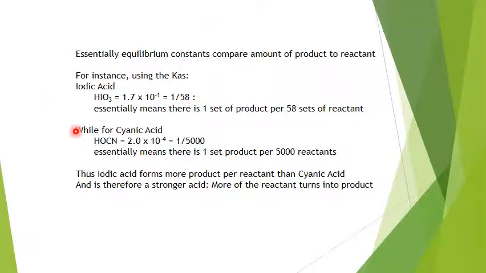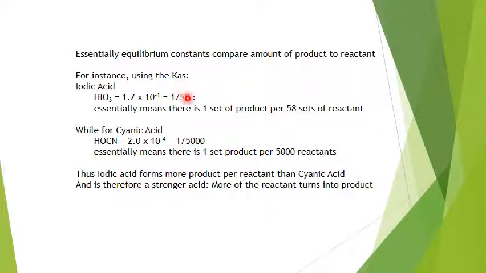Now, if you look at this cyanic acid, it has 2 times 10 to the minus 4th as its Ka. What that means is that one product is formed for every 1,000 reactants. So that suggests there's not a lot of product being formed here compared to this one. This one here is forming almost 100 times more product than the cyanic acid.